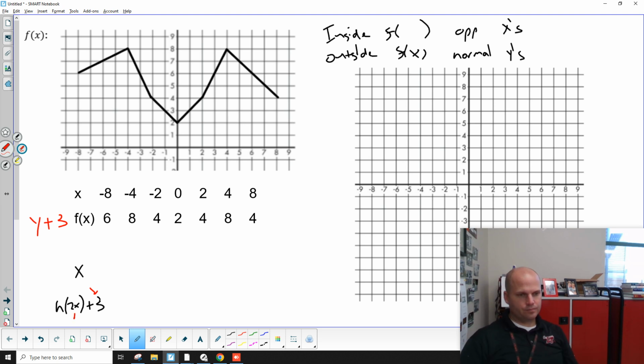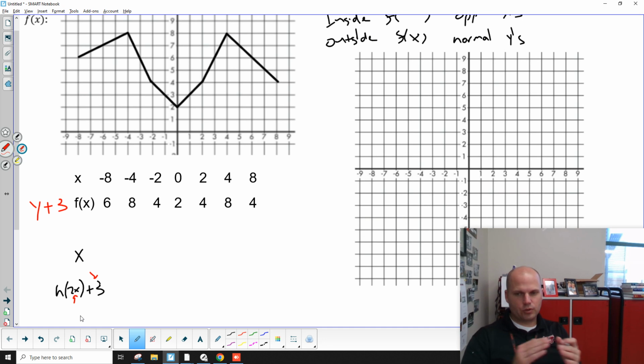Now here, 2x, inside, opposite. The 2 times the x, you would think, take your x's and multiply by 2. But that's not going to be true. You will dilate your x's by a factor of 1/2, or you will take your x's and multiply them by a half. Now, why is this the case?